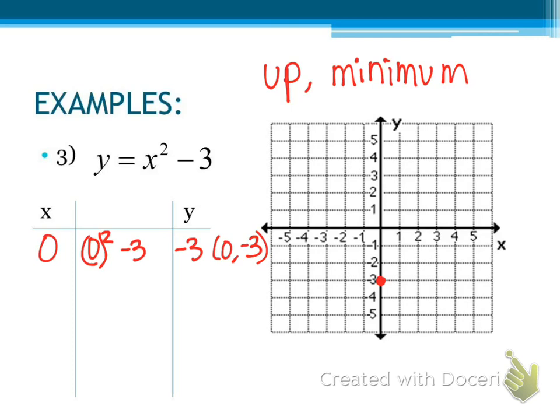All right, next up. Ryan, what'd you plug in for x? 1. And what'd you get out for y? 1. I disagree. What is 1 squared? 1. 1 minus 3? -2. Good. So 1 comma -2 is going to be another point. Are we okay with the -2 on that one? Okay, so 1, -2, I go right 1, down 2.